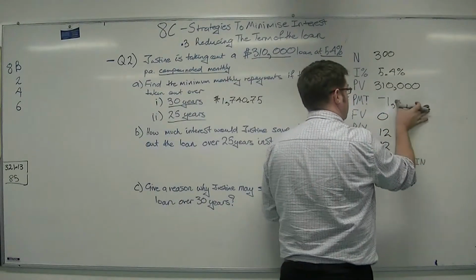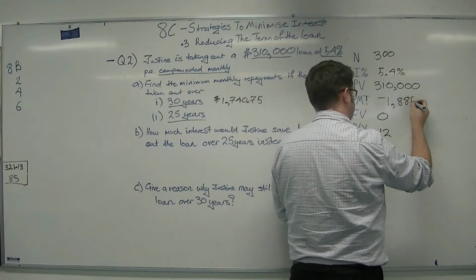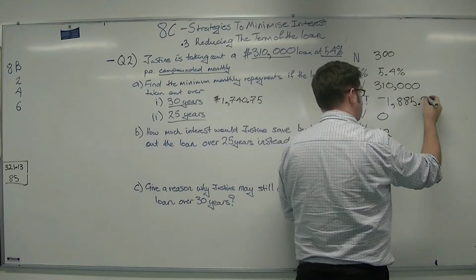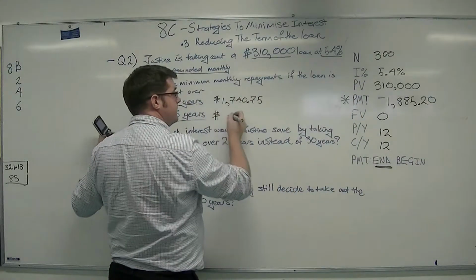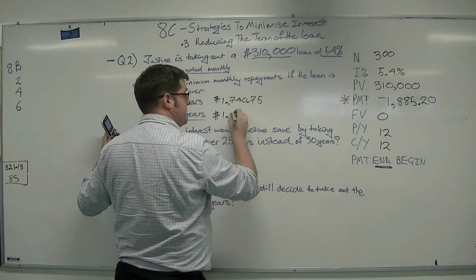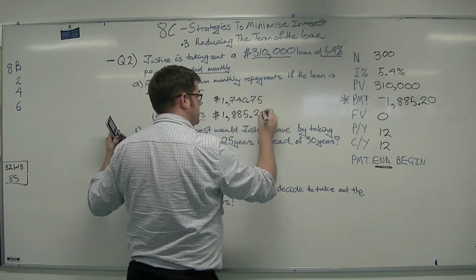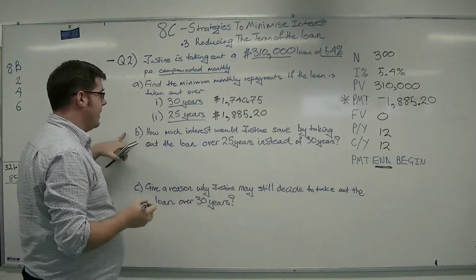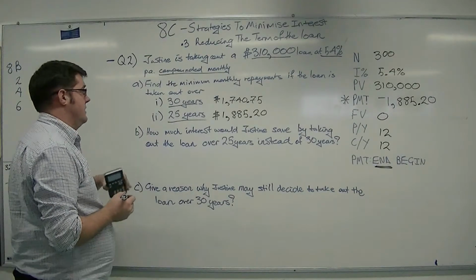we end up with minus $1,885.20. So let's write this in, $1,885.20. So how much interest would Justine save by taking out the loan over 25 years instead of 30?